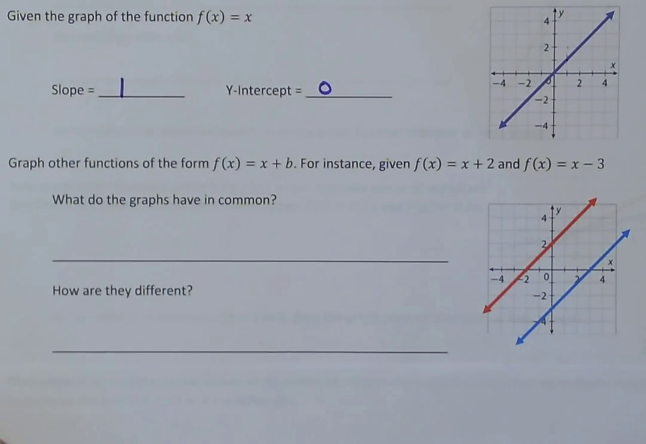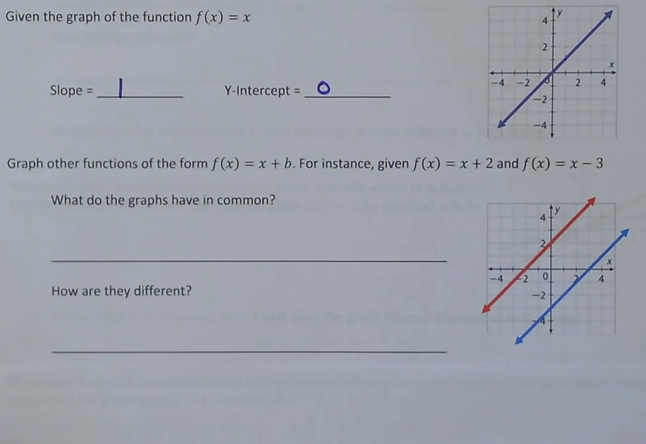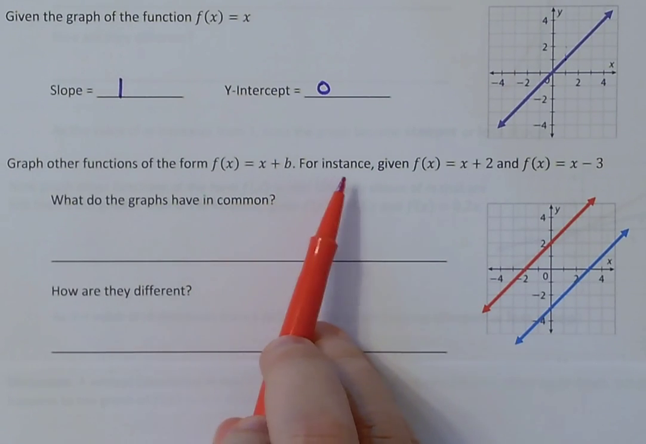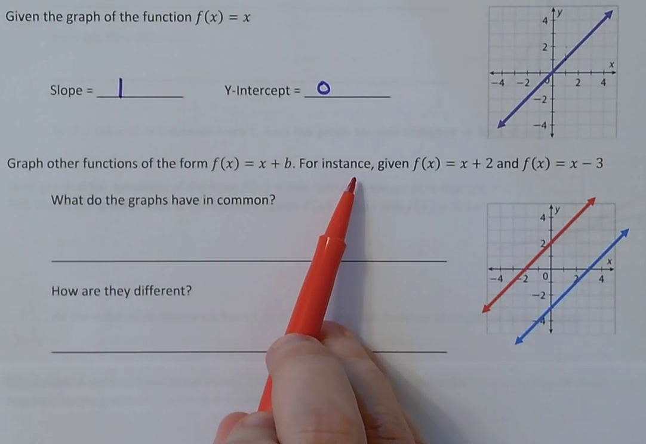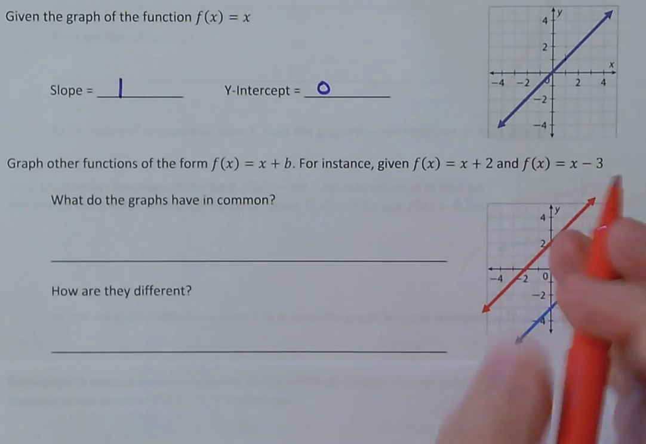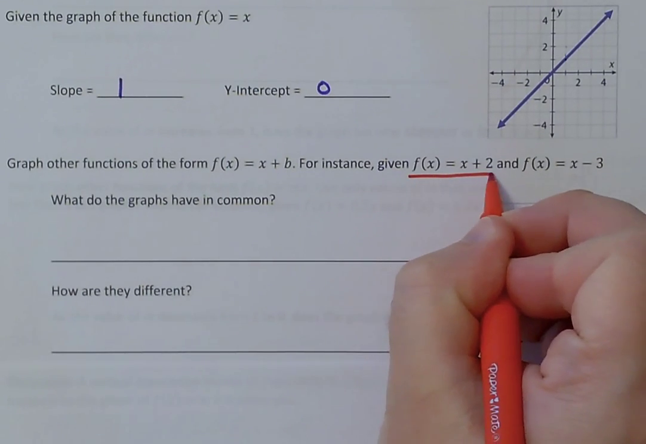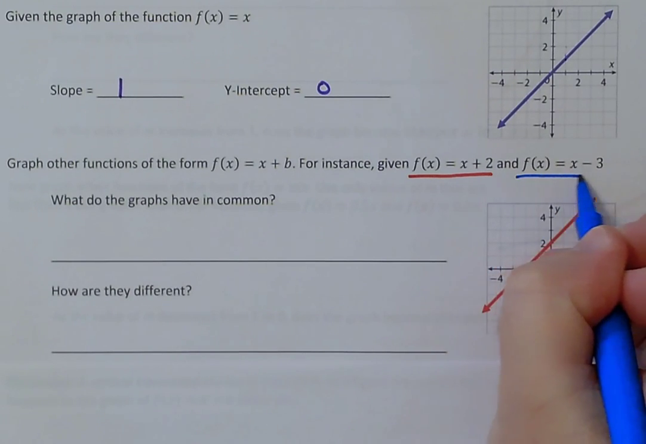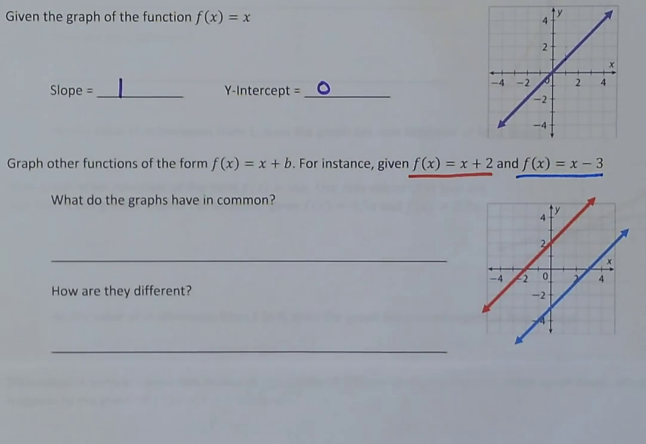All right. So this next part tells us, given other functions of the form f of x equals x plus b, for instance, given f of x equals x plus 2, which is going to be this red line, and f of x equals x minus 3, which is the blue line, we need to identify what these graphs have in common and what they have different.